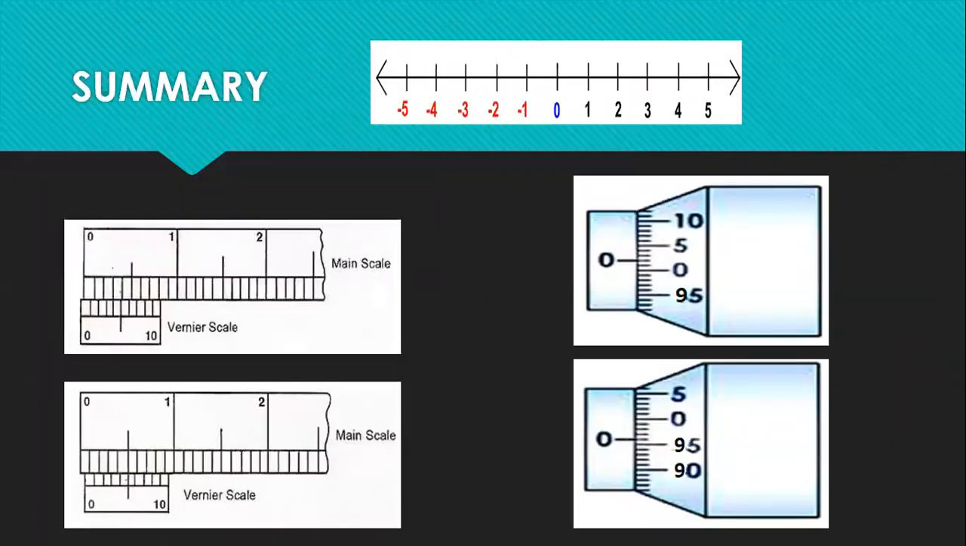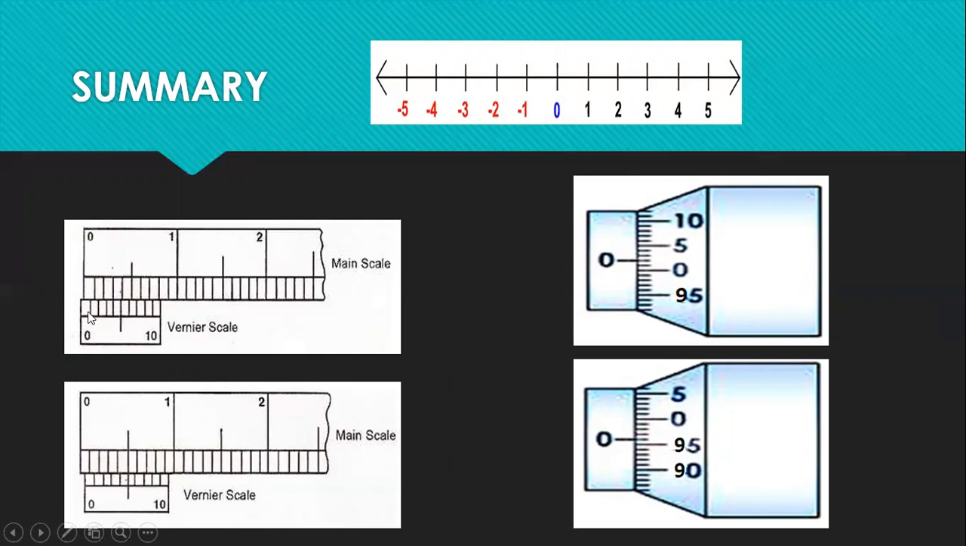Summary of today's lecture. Number line, I did discuss with you that by using number line, you can easily identify the errors in vernier caliper. In the first picture over here, if you see the zero of vernier scale is coming towards the left, all the negative integers come towards the left of the number line. This is a negative error.